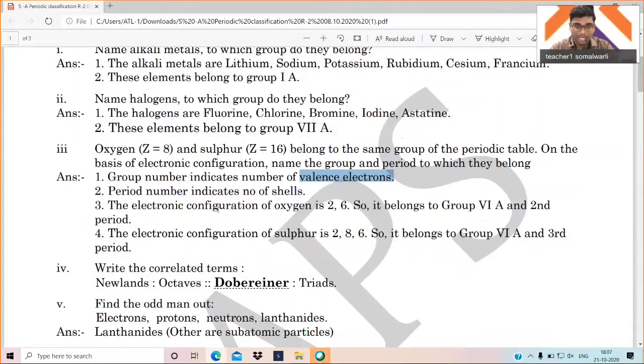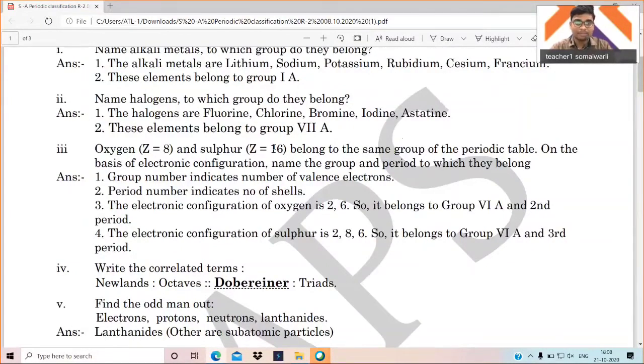For example, the electronic configuration of oxygen is 2,6, where the 6 electrons are called valence electrons because they are present in the outermost orbit. So it belongs to group 6A. Six electrons in the outermost orbit, so it belongs to 6A. And it belongs to the second period because it has 2 orbits: first orbit 2 electrons, second orbit 6 electrons. Now, quickly move to the next.